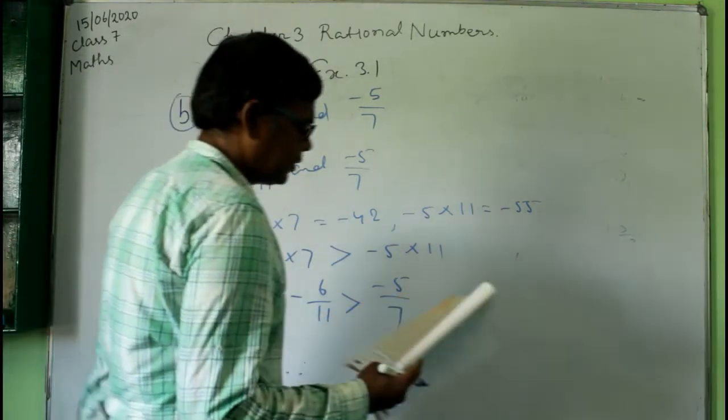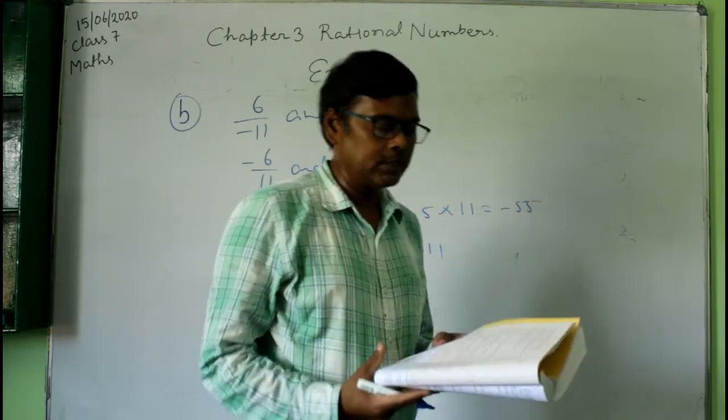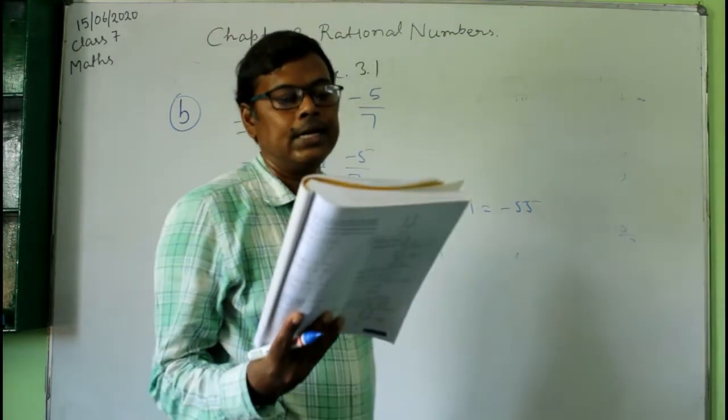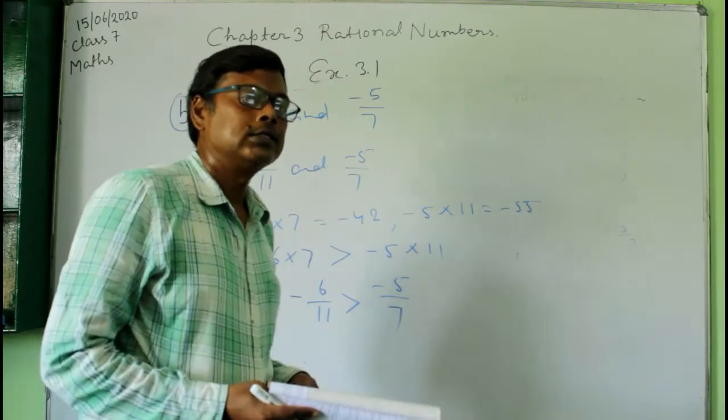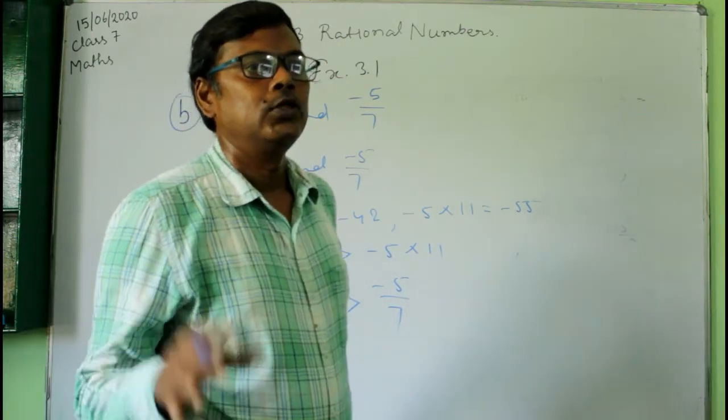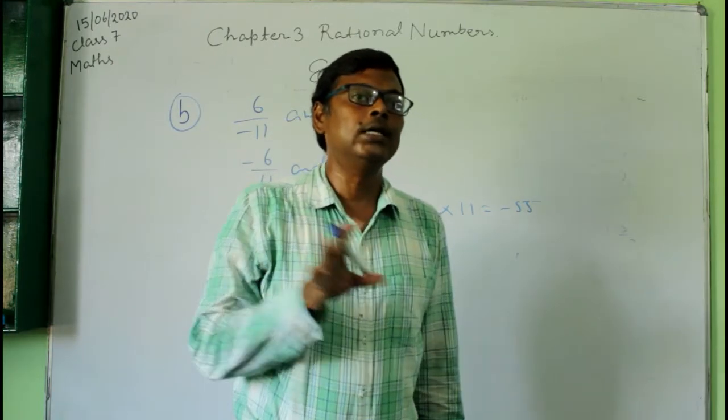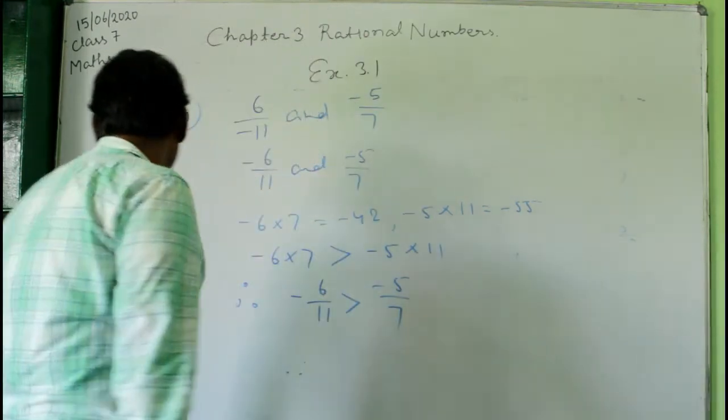Now next question number 7. Arrange the following rational numbers in the ascending order. Ascending order means you have to arrange the given numbers in the increasing order.